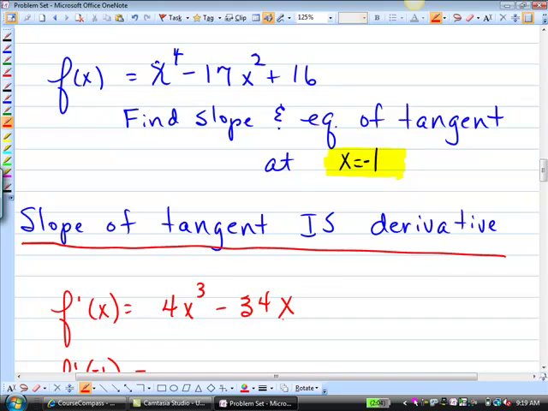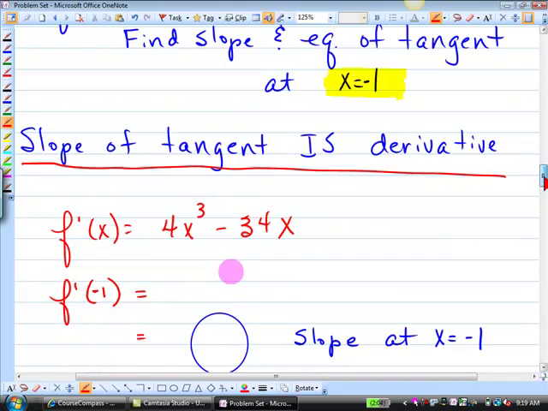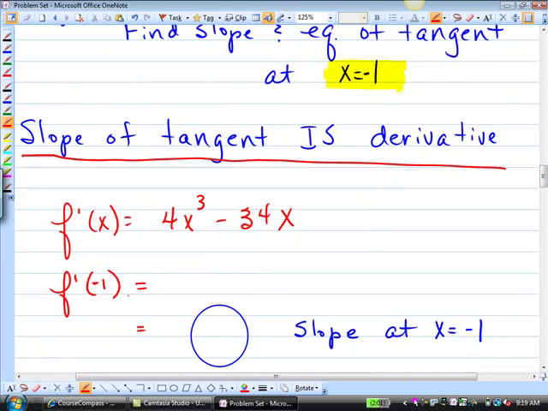Then it said at a particular point, at x equals -1. They have to give you that because when you have a curve, an x to the fourth, tangent lines could exist everywhere, and the slope would be different at all those different points. So at a particular point, at x equals -1, they want to know the derivative. So you need to find f prime of -1. That means just plug in -1. What does that equal? Get your math going.